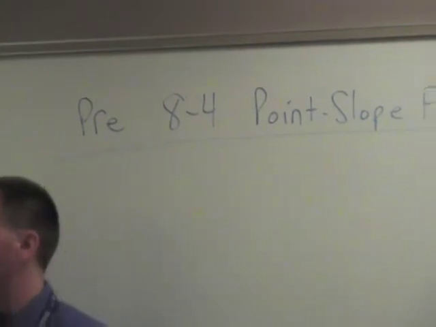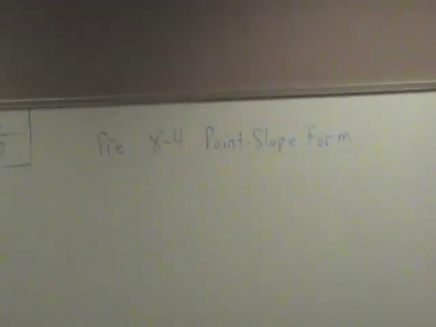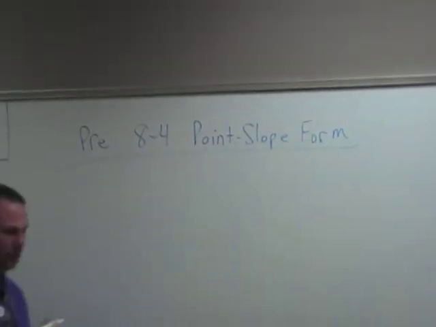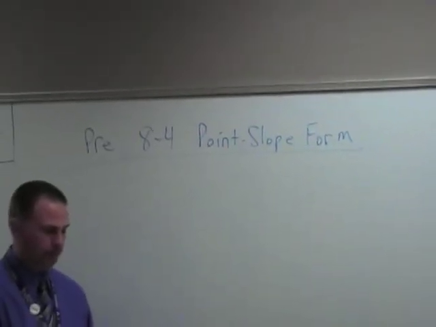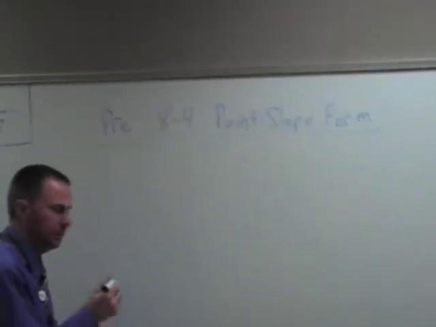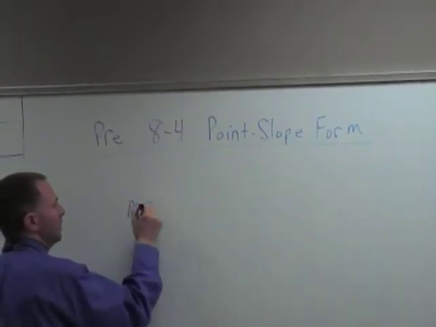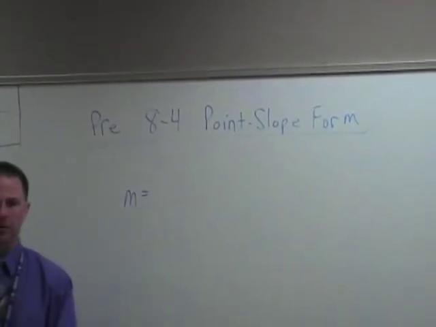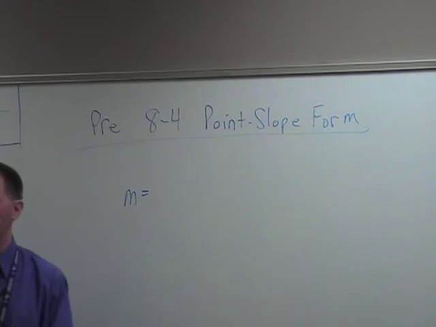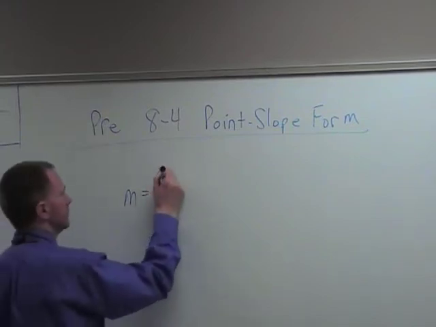Point slope form. Alright, point slope form. Very, very simple. I'll show you where it comes from. What's the slope formula? Everybody in here should know the slope formula. If you don't, you're not doing what you're supposed to be doing. y = mx + b is slope intercept form. The slope formula is y sub 2 minus y sub 1 over x sub 2 minus x sub 1.